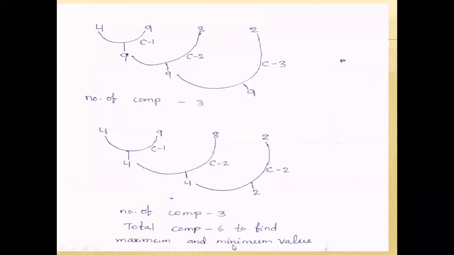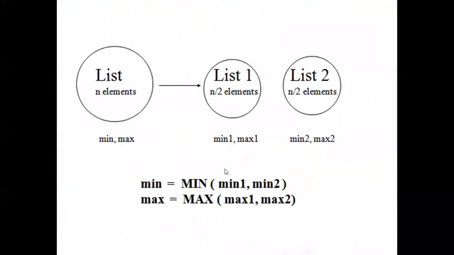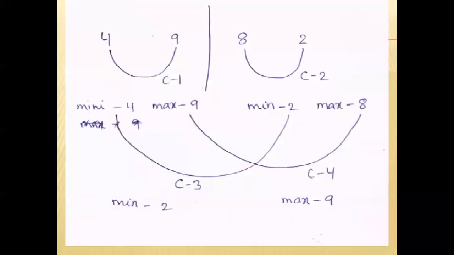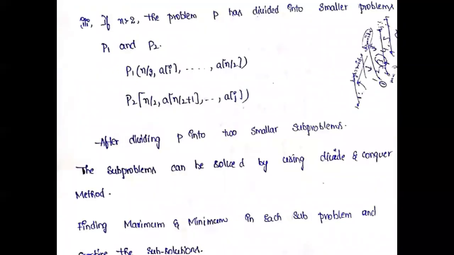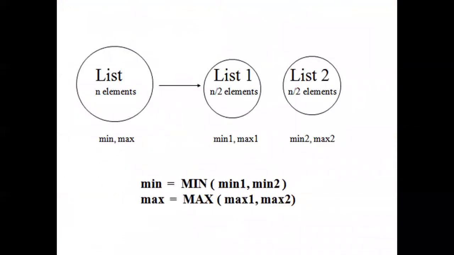That is, the total number of comparisons is 6. To reduce the number of comparisons, we are using the divide and conquer method. Suppose the array has more than two elements, the problem is divided into sub problems.